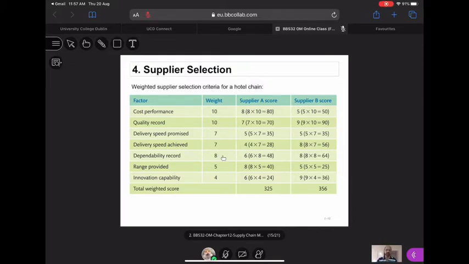Next is dependability record, which means how trustworthy this company is. I find that, for me, a company being trustworthy is quite important. I put 8 upon 10. One more time, this I just decide, not the supplier. I decide what I want in a supplier.